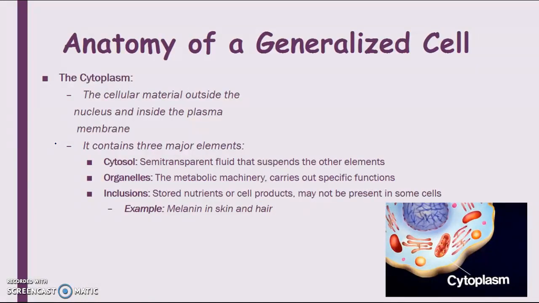All right, then we have the cytoplasm. This is the cellular material outside of the nucleus but inside the plasma membrane. It contains your cytosol, which is the fluid inside of your cell, all of your different organelles, and then inclusions, which are kind of just random items in particular cells. For example, your skin cells contain melanin, and melanin is going to help you tan when you're out in the sun and protect you from those UV rays.